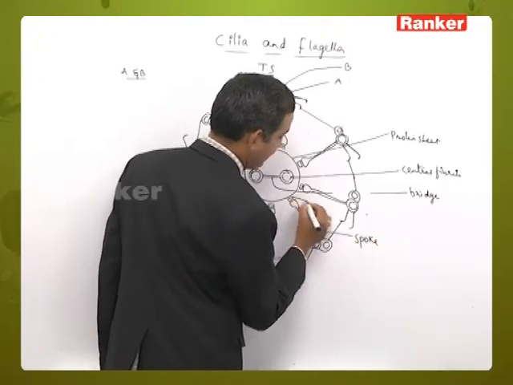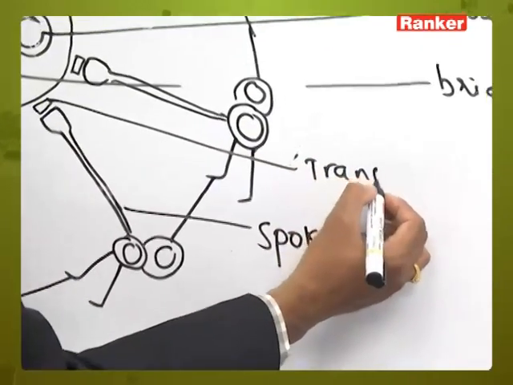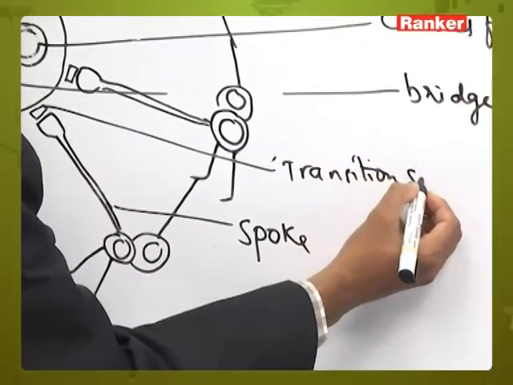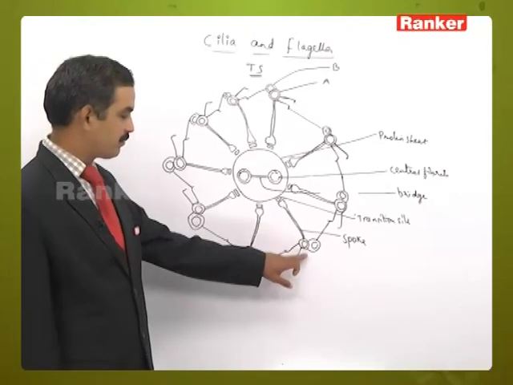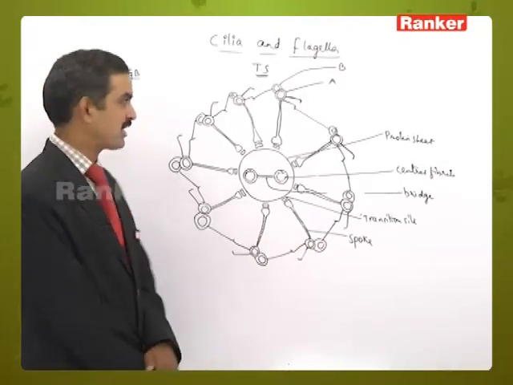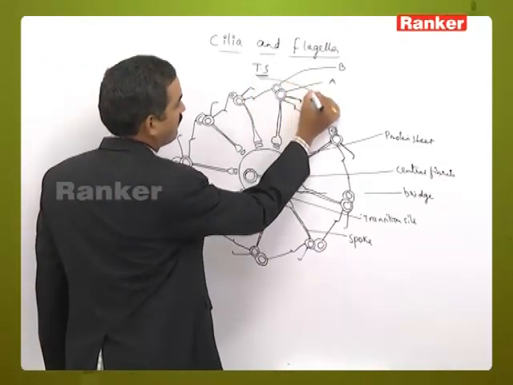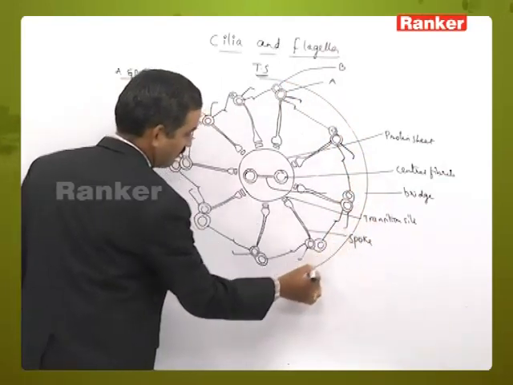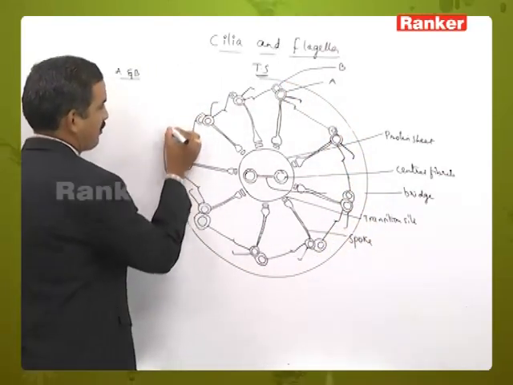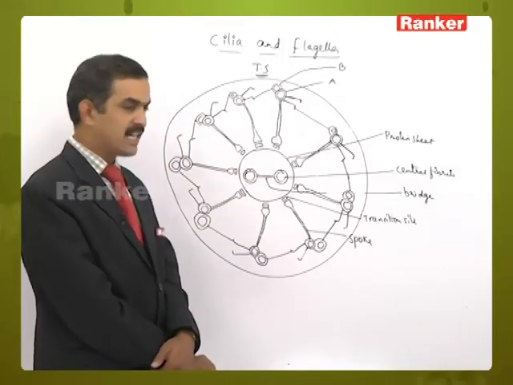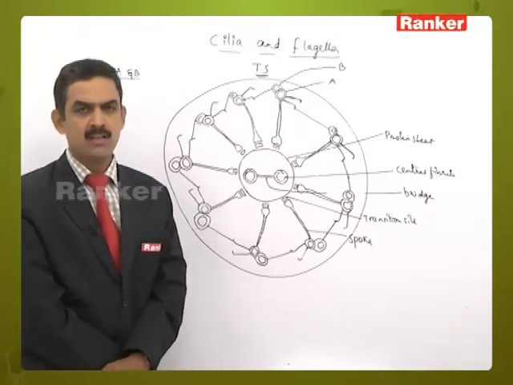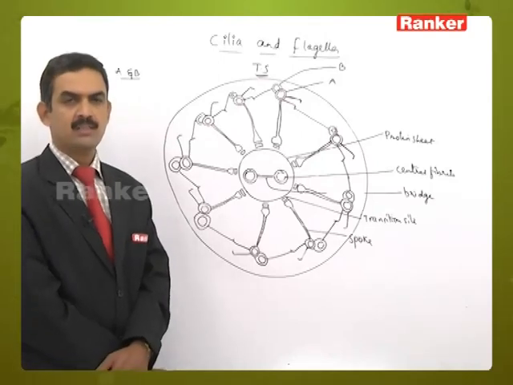And this part is a transition site which is connecting the central fibril with the peripheral fibril with the help of the spoke-like structure, and this entire structure is covered with some sort of membranous lipoproteinaceous covering. So this type of entire structure can be observed in the transverse section of the flagella.